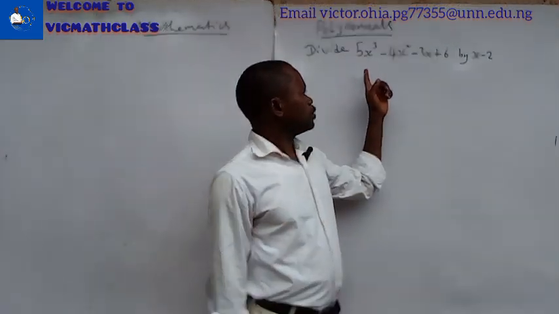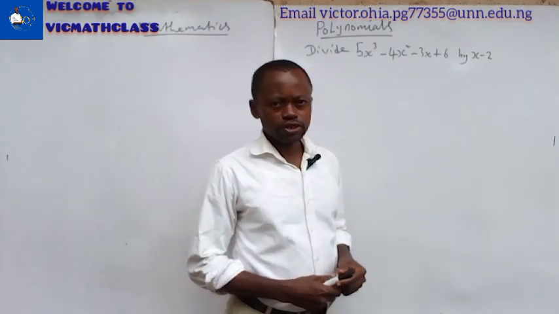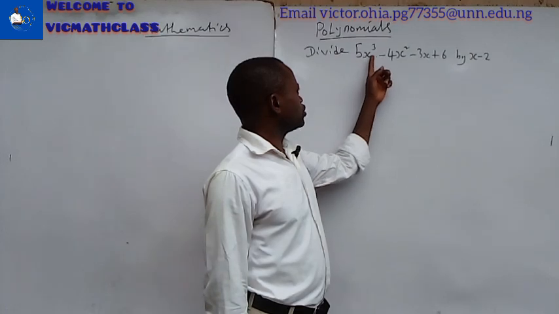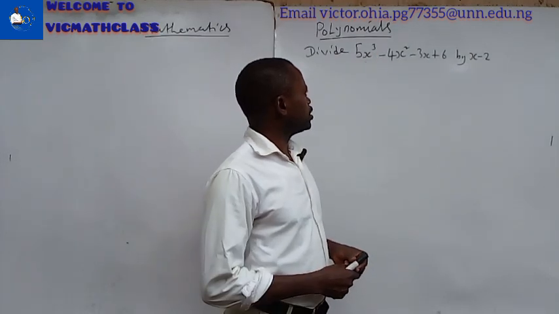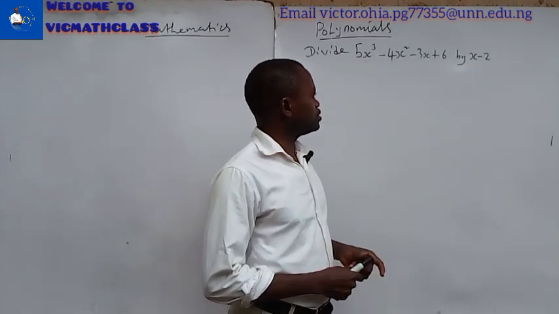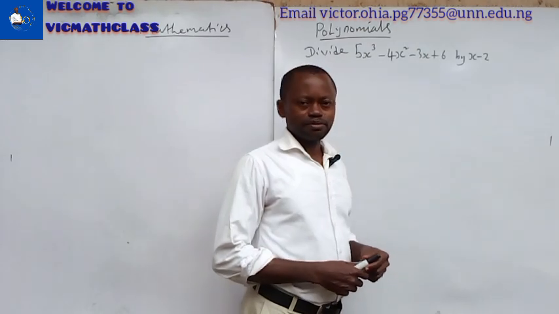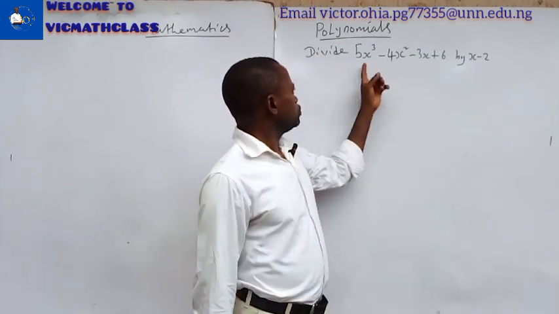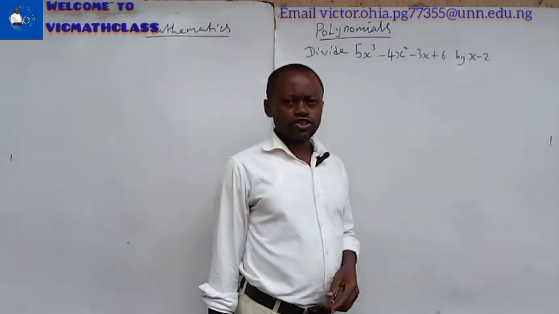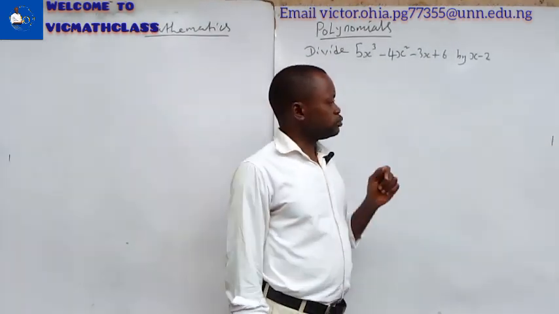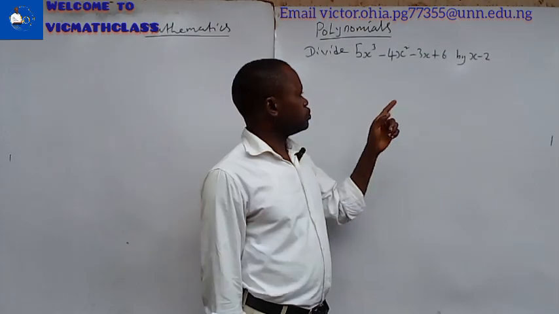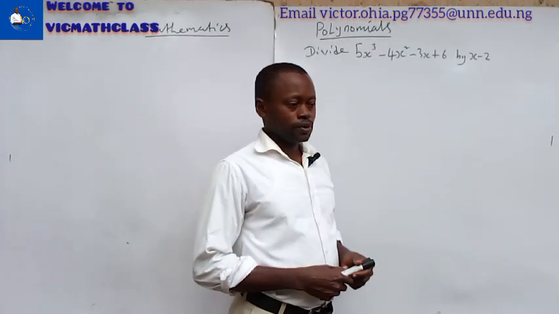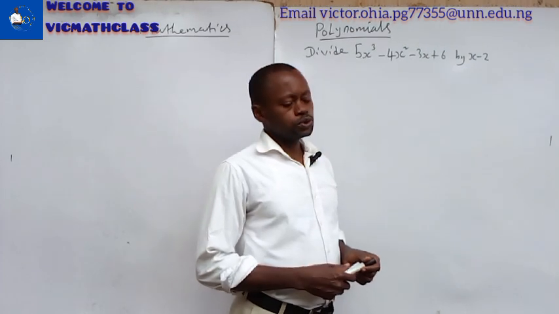If you look at this problem on the board, it says divide 5x raised to power 3 minus 4x squared minus 3x plus 6 by x minus 2. So if you check out here, you realize that this is a cubic equation, and we want to divide this cubic equation by this x minus 2. All right, how are we going to do that?